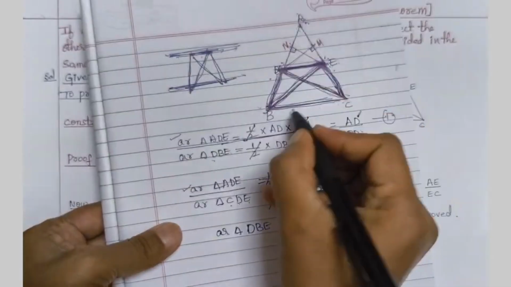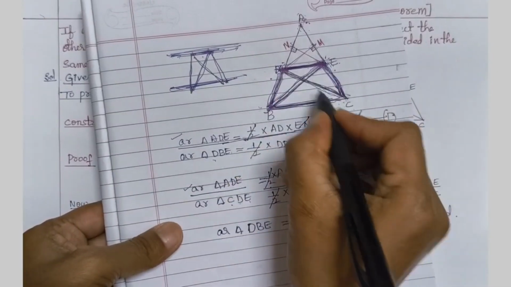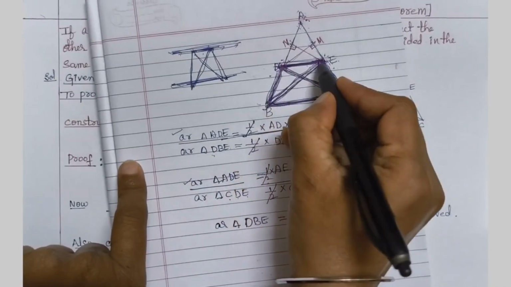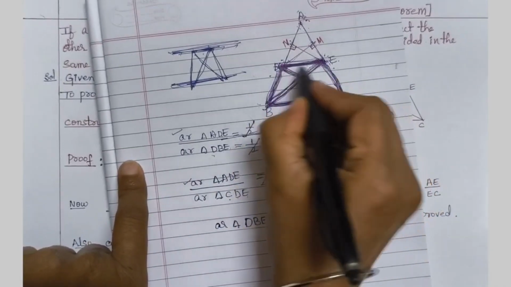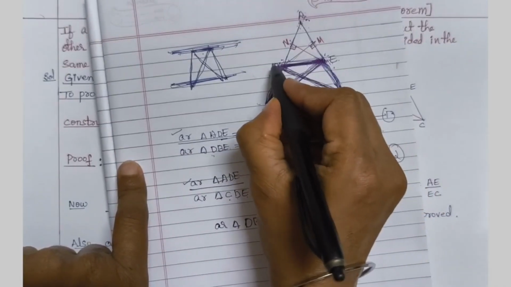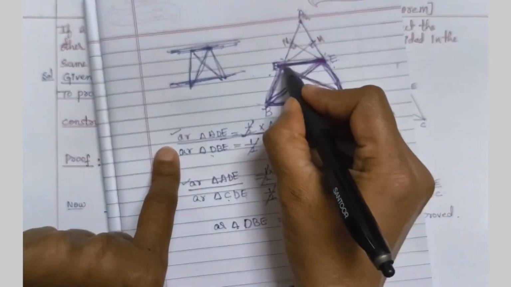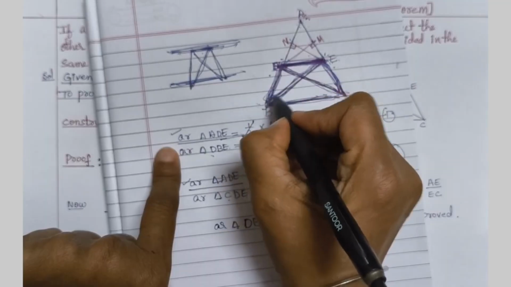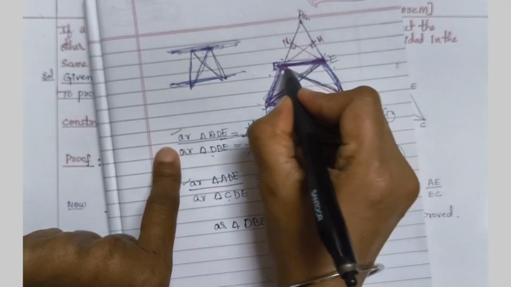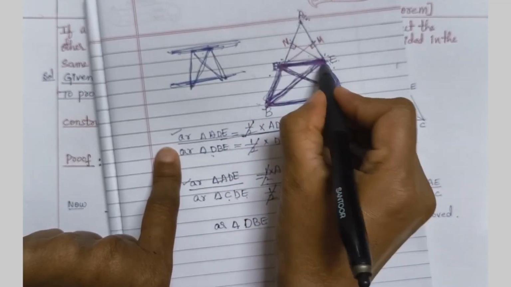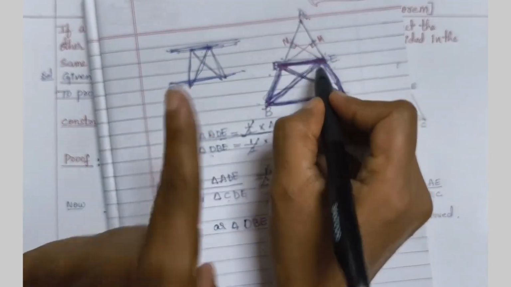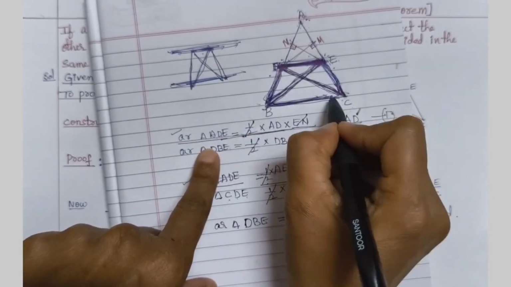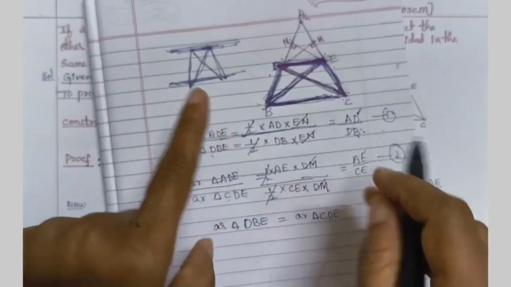Both lie on the same base and between the same parallels. See here, the base is the same. What is the base? DE is the base. Try to understand this concept. This triangle is standing on the same base DE, and this triangle also has the same base DE. Both triangles are standing on the same base and between the same parallels, so these two triangles' areas are equal.